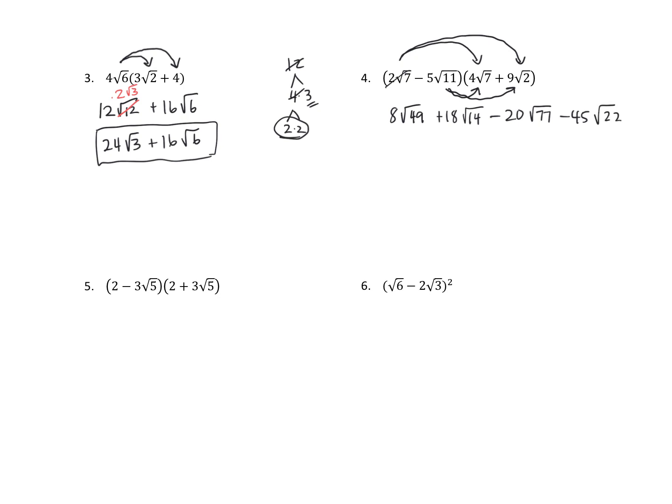So now if we try to simplify any of these, the only one that will simplify is the square root of 49, which is 7. So we'll get 8 times 7 is 56, and then we just bring everything else down. We can't simplify the radicals, and none of them are like radicals. So that's all we can do.